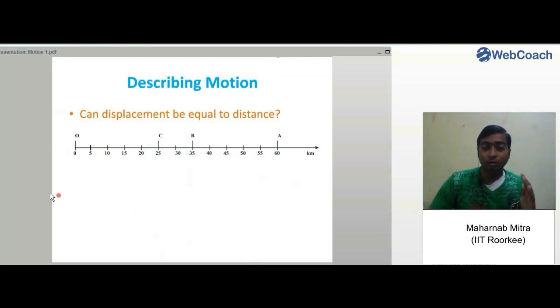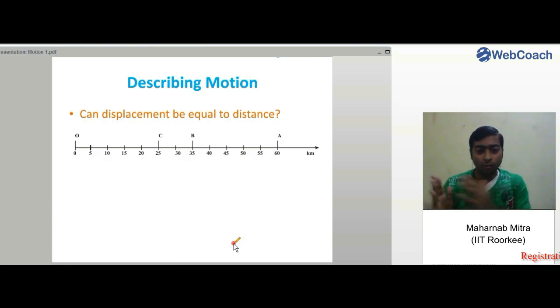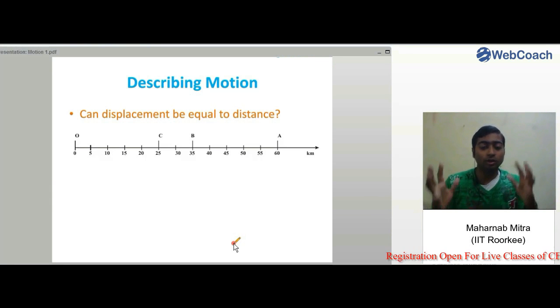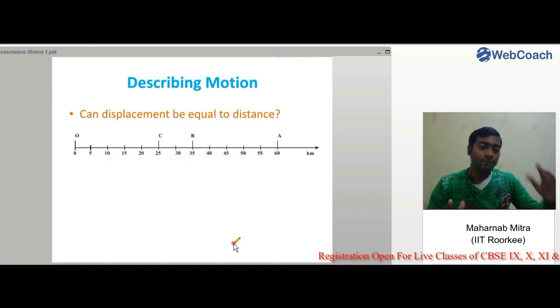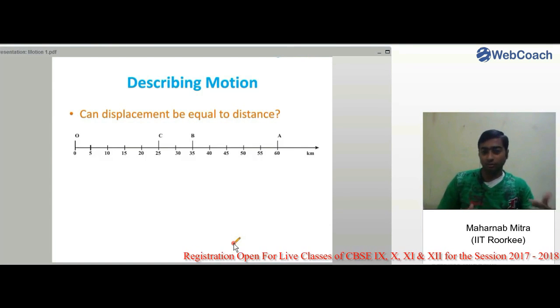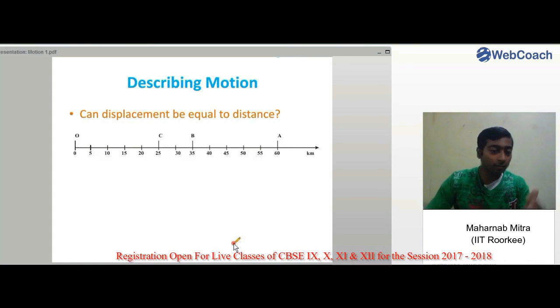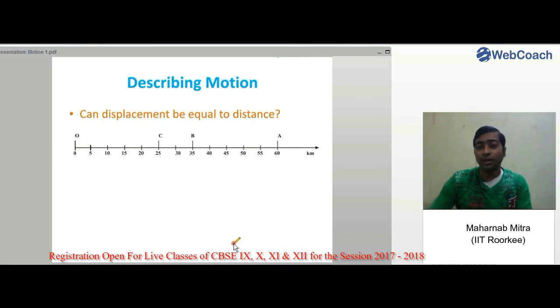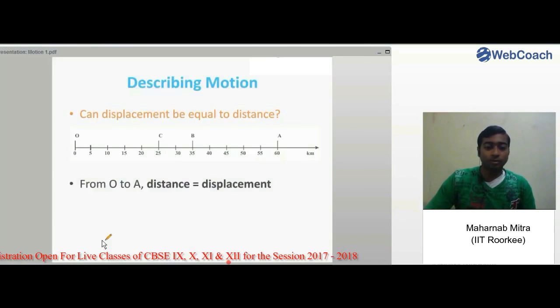Now, can displacement be equal to distance? Now let's talk about this. Let's break up the motion in three parts, from 0 to A, from A to B, and B to C. Now from A to B and B to C is the same kind of motion, so we can group them into one group and say the motion is from 0 to A and from A to C, right? Because A to B and then B to C will be ultimately A to C only.